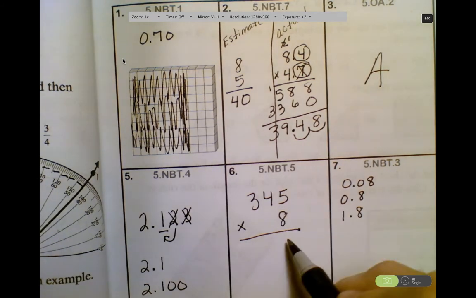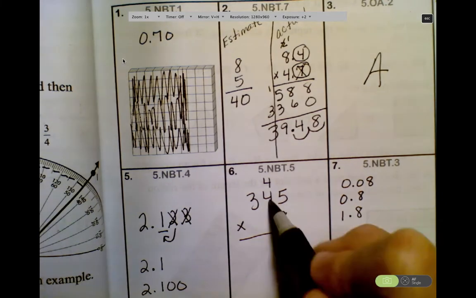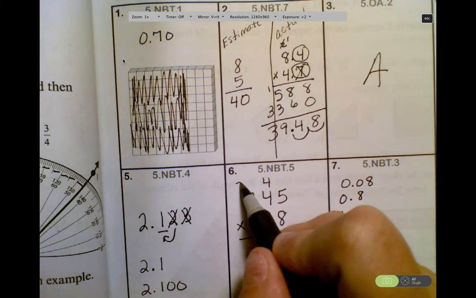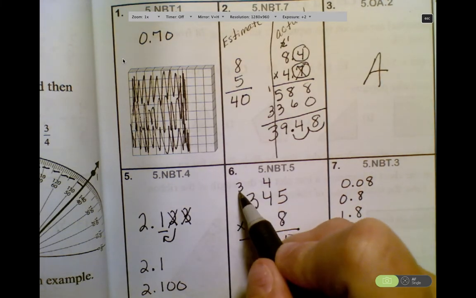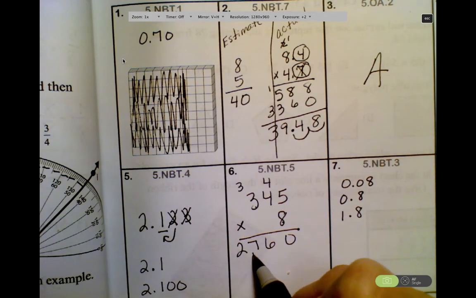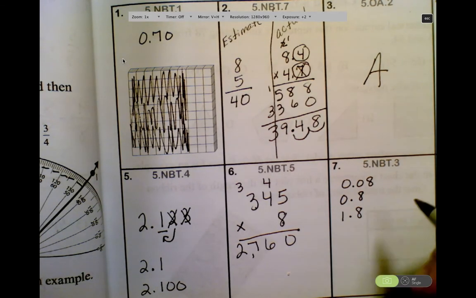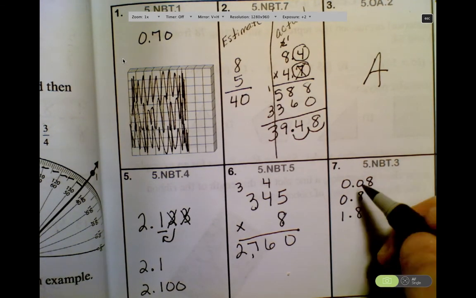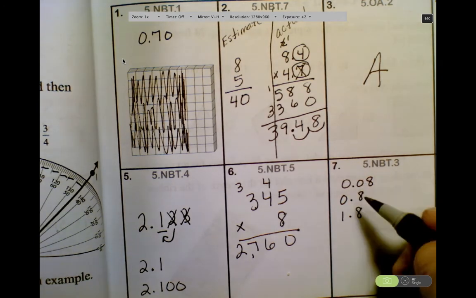Number 6, 8 times 5 is 40. 32 plus 4 is 36. 24, 27. So that's 2,760.